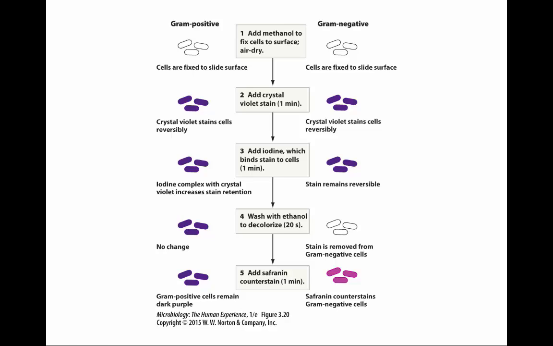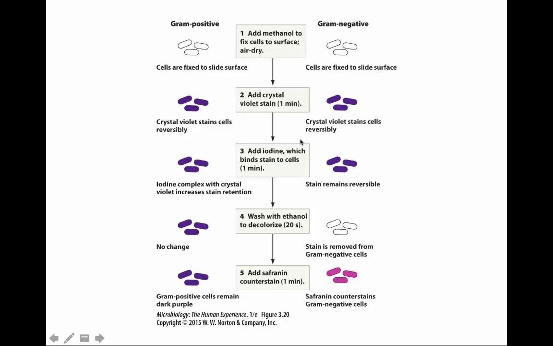So here we're going to put our cells on the slide and allow them to dry to the surface. So they are sort of unstained at the beginning, both gram-positive cells and gram-negative cells. The first stain that we use is called crystal violet, and it stains the cells a very dark purple color. So at this step, both types of cells are still dark purple.